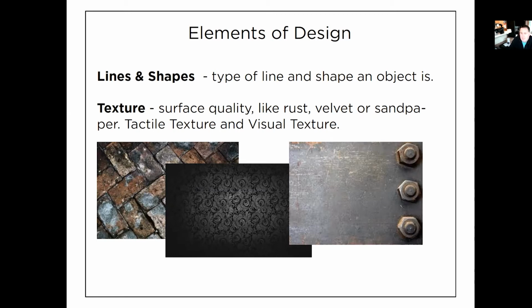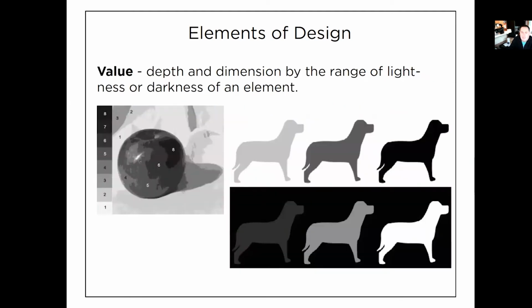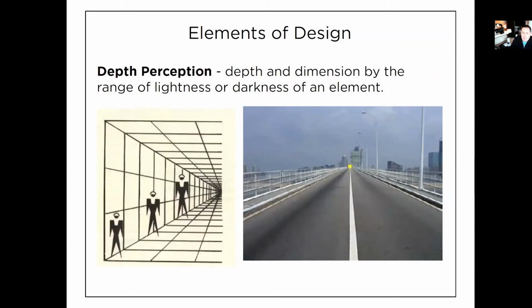The type of line and shape an object is, like texture, surface quality like rust, velvet, or sandpaper, tactile textures and visual textures, help to bring attention to certain things. There are also elements of design like value, depth, and dimension, by the range of lightness or darkness of an element. All right, value. There's depth perception, the depth and dimension by the range of lightness or darkness of an element.